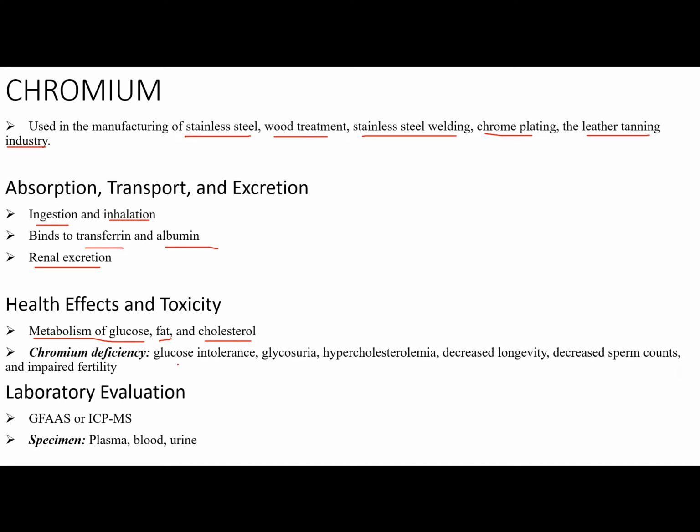Chromium deficiency would lead to glucose intolerance, glycosuria, hypercholesterolemia, decreased longevity, decreased sperm count, and impaired fertility. Lab evaluation would include GFAAS or ICP-MS, and the specimens are plasma, blood, and urine.